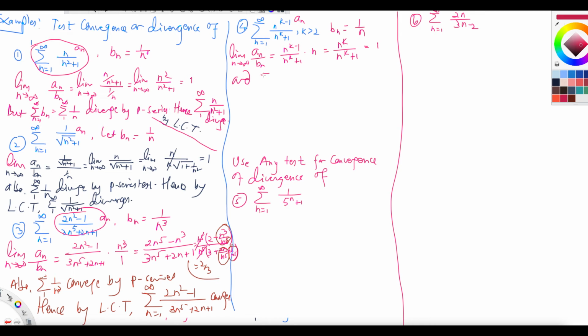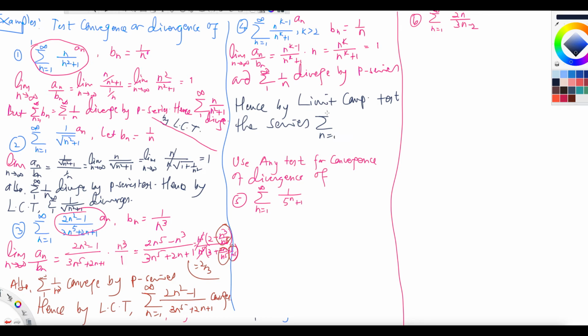And the summation of bn, which is 1 over n, from 1 through infinity, diverges by what? Diverges by the p series test. Hence by the limit comparison test, the series summation n equals 1 through infinity of n to the k minus 1 over n to the k plus 1 diverges.